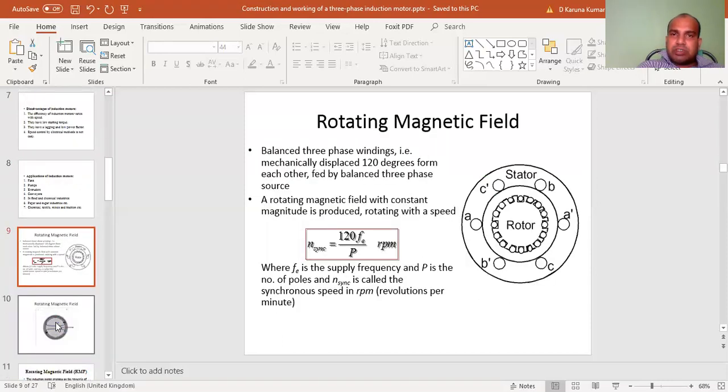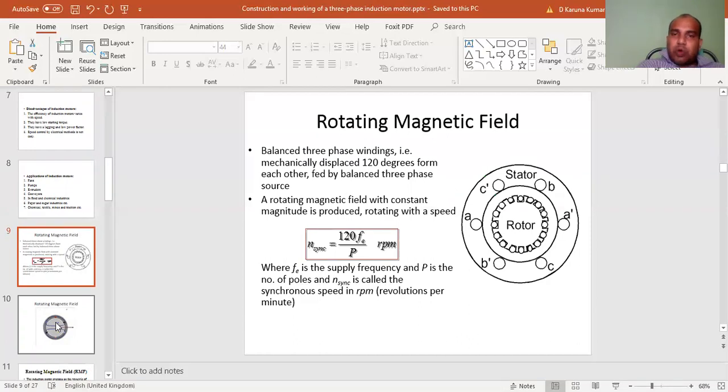The working principle of the induction motor is based on the rotating magnetic field (RMF). So what is the rotating magnetic field? It is based on a balanced three-phase winding, mechanically displaced by 120 degrees from each other and fed from a balanced three-phase source. A rotating magnetic field with constant magnitude is produced.